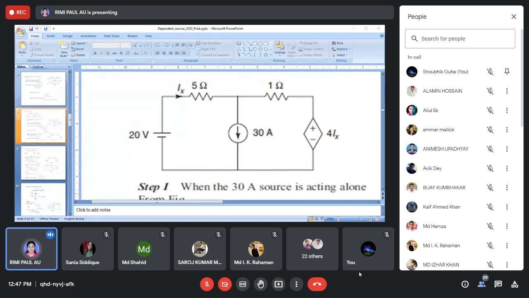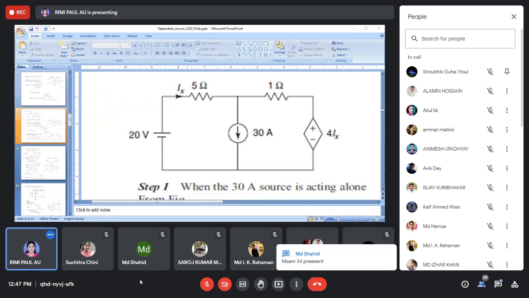So I think I won't get any answer from zone 1. So anyone from zone 2 or zone 3, give me the answer. Ma'am, 3 ampere. Yeah, 3 ampere. So we have got 5 ampere when two sources are acting, and when one source is acting, that time we have got 2 ampere.